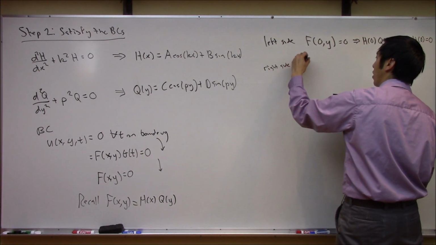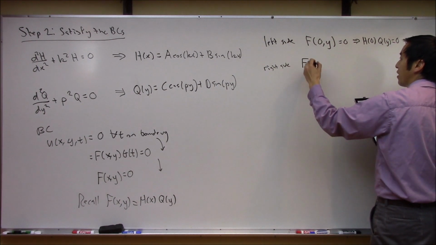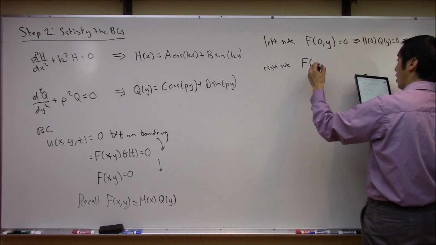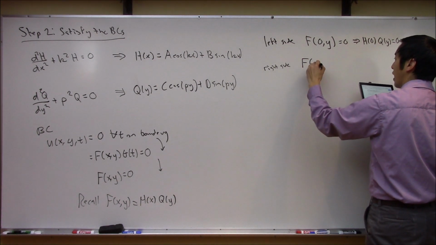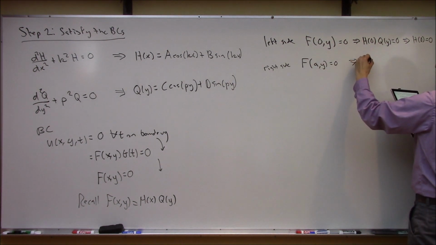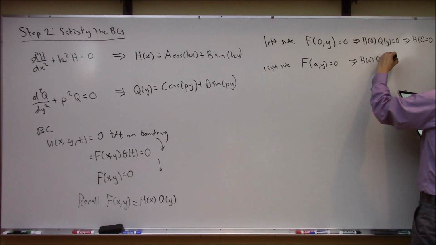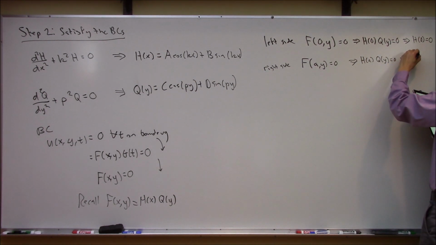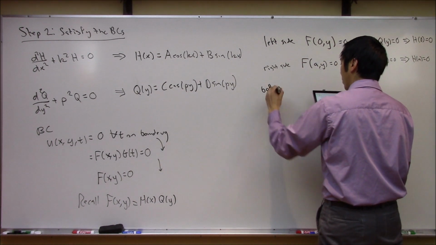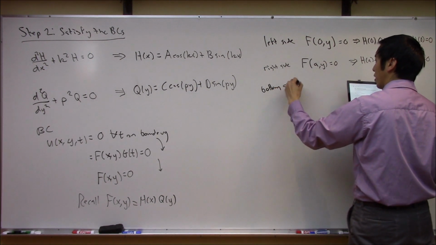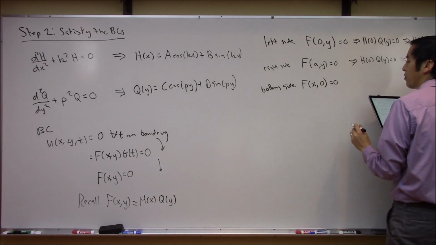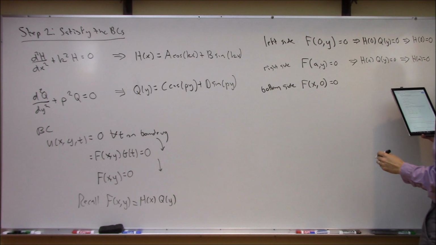Same thing. The right side being fixed states that f when x is equal to a, at any given y, has got to equal 0. That translates into h of a times q of y had better equal 0, which again translates into h of a equal to 0. How about the bottom? We can make very similar arguments. At any given location x, but at y equals 0, we had better have 0 deflection. That's at the bottom of this rectangular membrane.